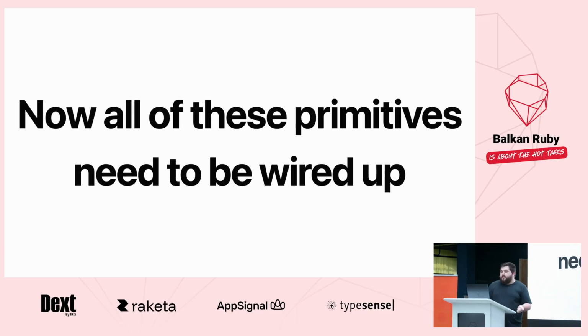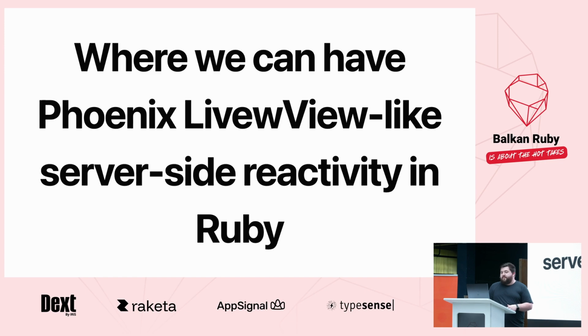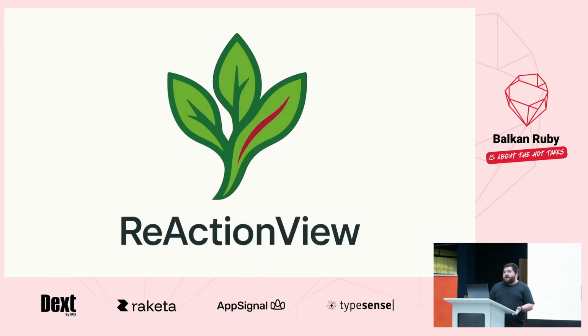So we need to fire those up, and then we are able to build something like Phoenix LiveView, but for Ruby on the server side. And that's what I'm hoping to ship with Reaction View. Ideally, I'm able to ship something later this year with the most minimal version to just have a foundation. But that's the idea.